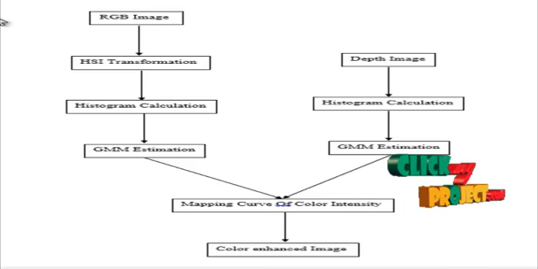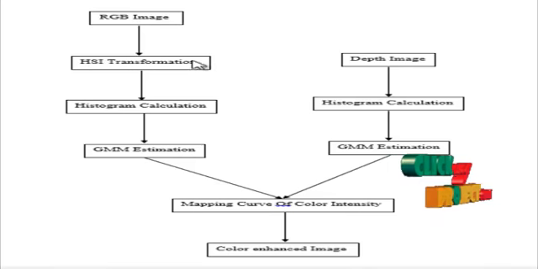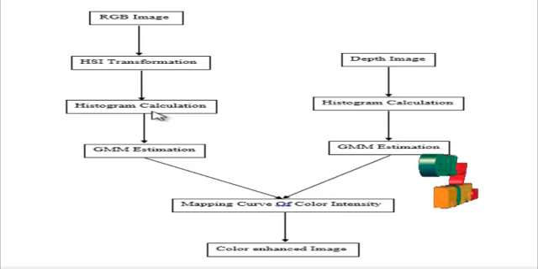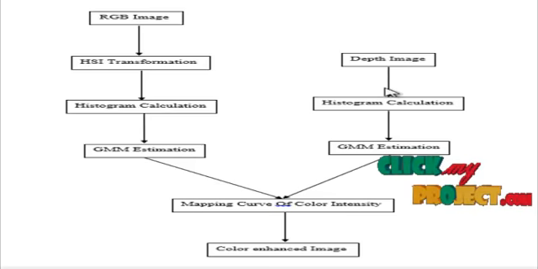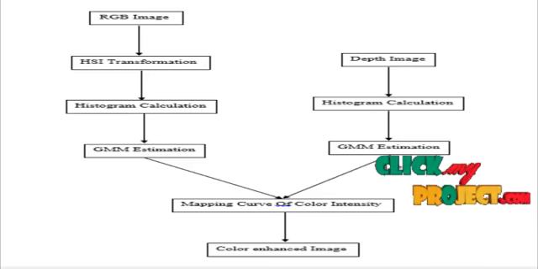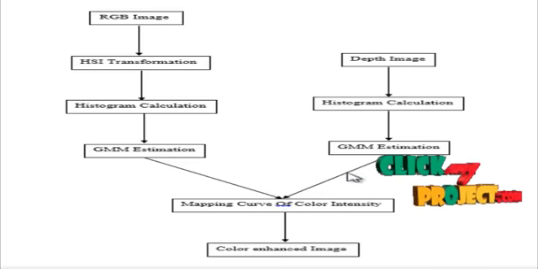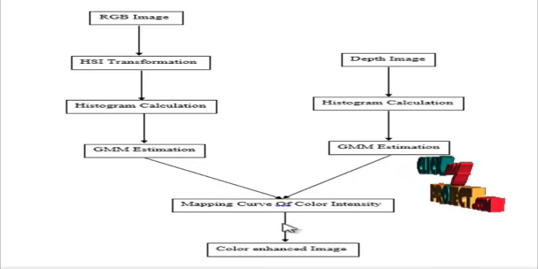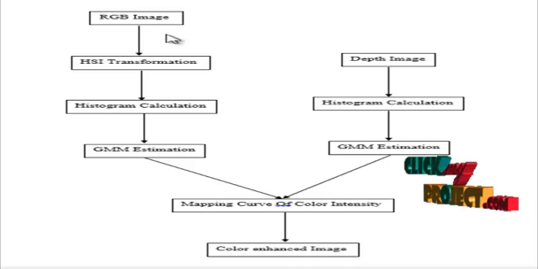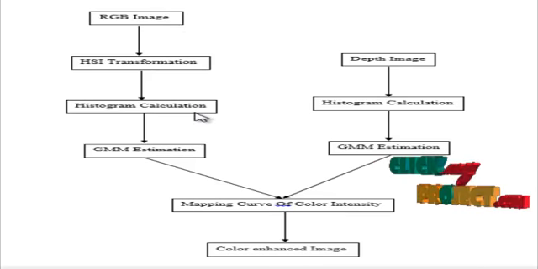Then we move on to the HSI transformation for the RGB image. This HSI transformation gives us the hue, saturation and intensity components of the image separately. Then we calculate the histogram values for the HSI transformed image and the depth image obtained, and estimate the histogram values. Based on that we obtain the layer partitioning results, map them to the original image, and finally get an enhanced color image from the low resolution, low contrast color image given as input.